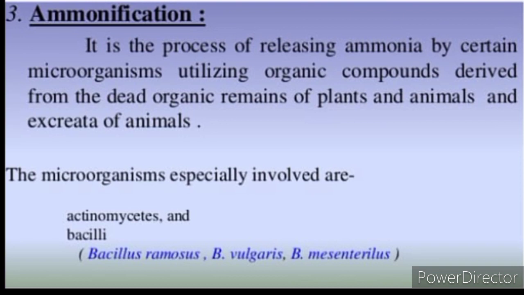Step 3 is ammonification. What is ammonification? It is the process of releasing ammonia by certain microorganisms utilizing organic compounds derived from the dead organic remains of plants and animals and excreta of animals. The microorganisms especially involved are actinomycetes and bacilli. Bacillus ramosus, B. vulgaris and B. mesenteriosus are examples of bacilli bacteria.